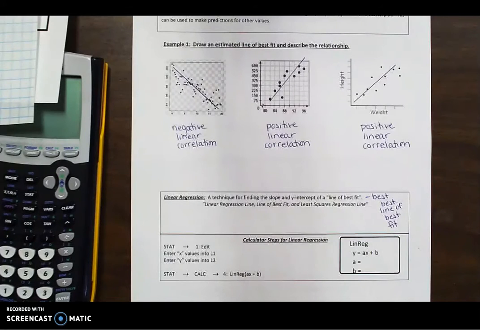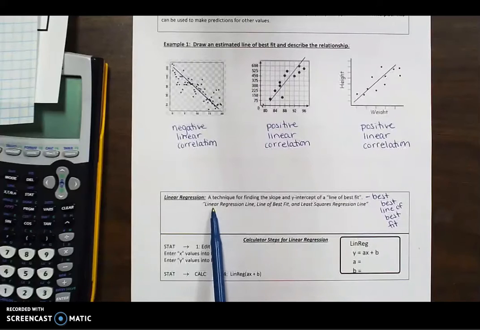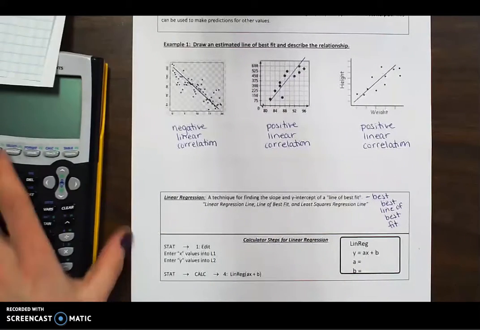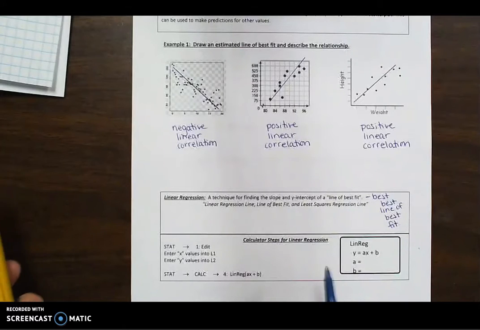So instead of calling it a line of best fit, now that we're in algebra, we're going to call it a linear regression. You might also in future years hear it called the least squares regression line. But for right now, we're just going to call it the linear regression or the line of best fit. We have already done this during the school year, but just as a reminder, here are your steps for calculating the linear regression.